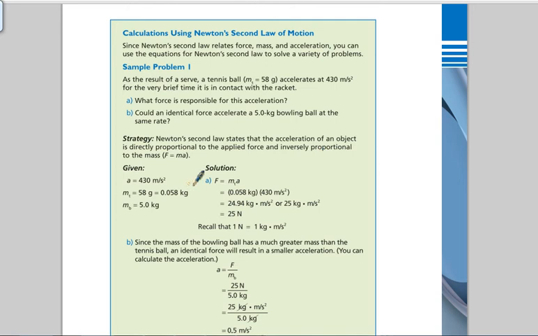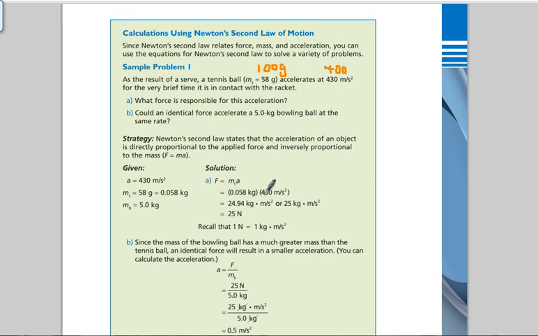So they say as a result of a serve, a tennis ball of 58 grams accelerates at 430 meters per second squared for the brief period of time that it's in contact with the racket. So let's just imagine the mass is 100 grams because 58 is a pretty bogus number, like I said. And let's say it actually accelerates at a rate of 400 rather than 430. That way we can do the math in our head. We don't have to break out a calculator.